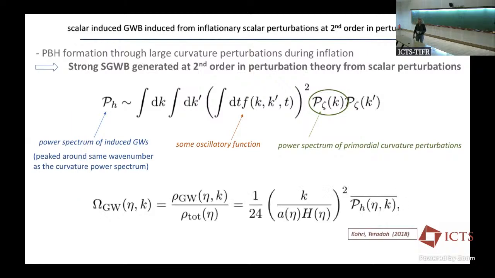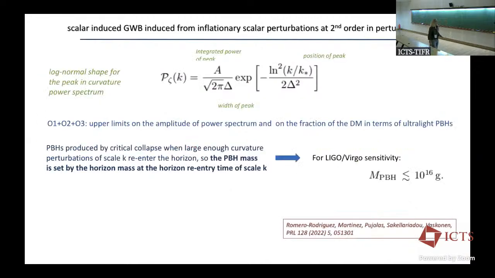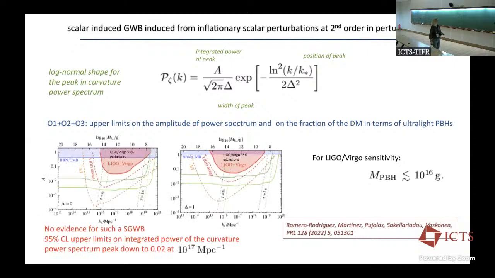So what I'm going to do is model the power spectrum of the primordial perturbations, from which I will be able to determine the omega GW. And because I don't like to take a particular model of inflation, we take this kind of log-normal shape for the peak of the curvature perturbation, which depends on the position of the peak and the amplitude of the peak. Then we search for some kind of signature in the data. And these are the excluded regions which we have found.